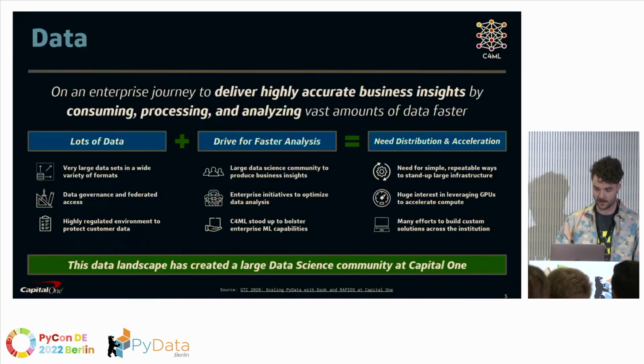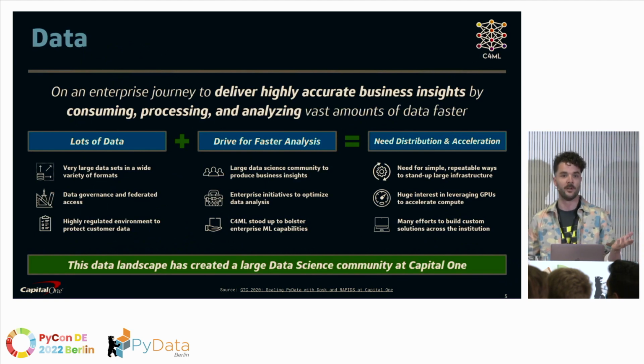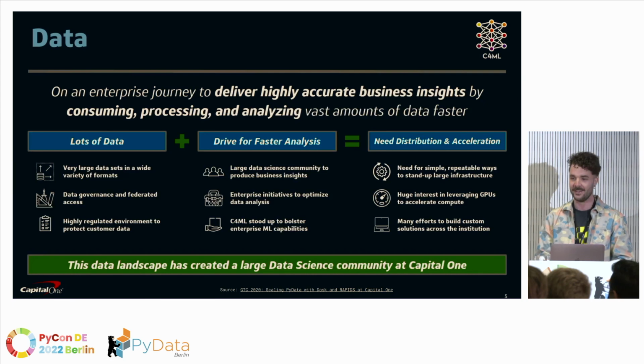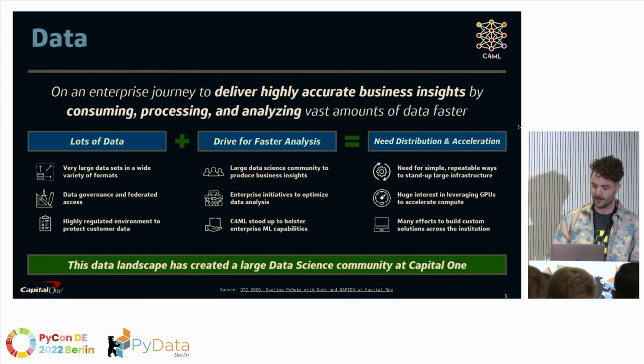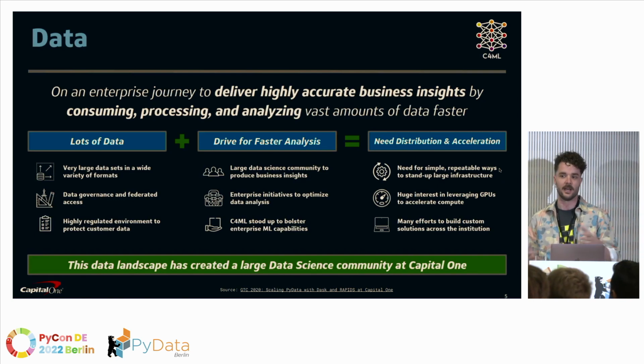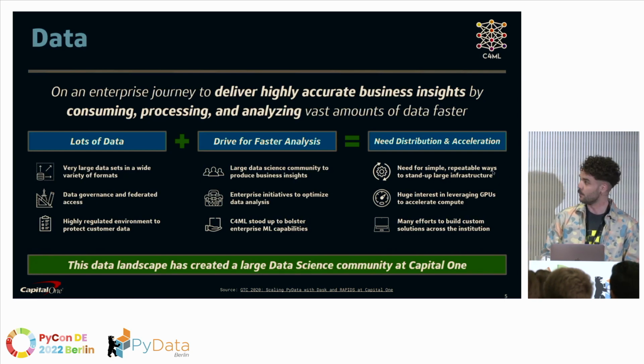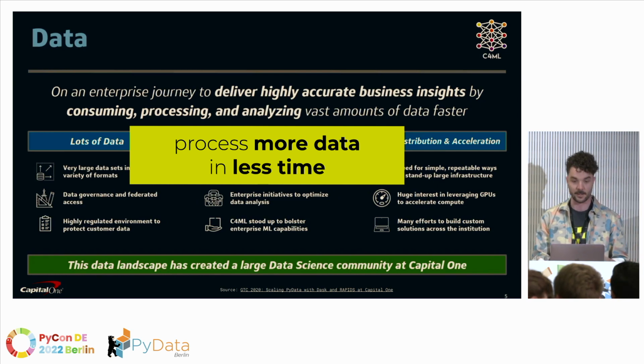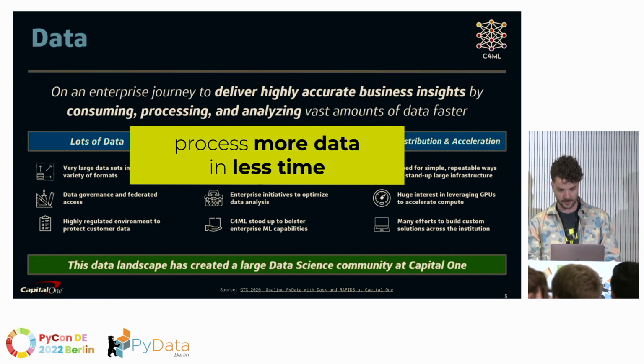who have a center for machine learning. You can imagine Capital One, one of the biggest US banks. They have quite a bit of data lying around. They want to make use of it. They're in a competitive environment. And they have a large organization. And so they are quite fragmented in how they are spinning up their resources and crunching the data. And so they have a need for a simple and repeatable way to stand up large infrastructure. They want to leverage GPUs and centralize efforts across the organization. Basically, they want to process more data in less time.